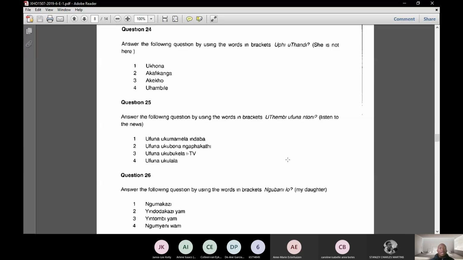So question number 25. Answer the following question by using the words in the brackets. Uthembi ufuna ntoni? The question is, what does she need, Uthembi? She wants to listen to the news. They were supposed to add she. So the number 1. Ufuna ntoni Uthembi? It's number 1. Ufuna ukumamela indaba. Okay, that's correct, right?